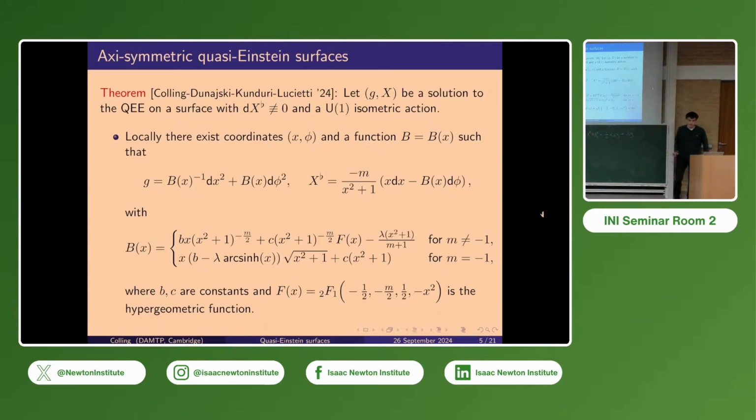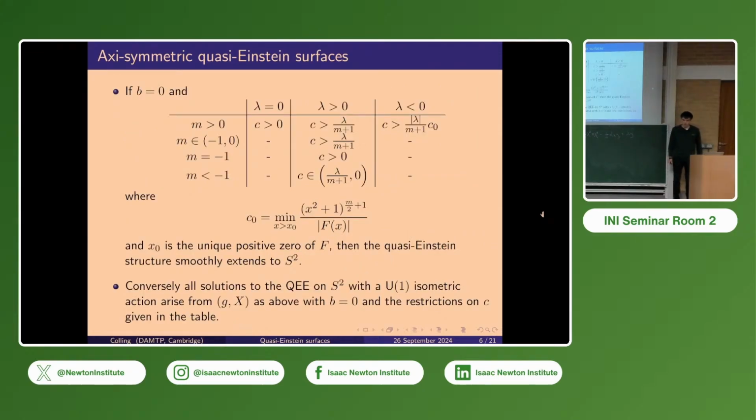All of this is a local statement. Now there's also a global statement, which is the following. If we take the constant b to be 0 and choose c as in this table, then in fact this local solution extends to a smooth solution defined on the two-sphere. And conversely, every solution on the two-sphere that has a Killing vector arises in this way. Note that when lambda and m are both non-positive, there is in fact no c such that the solution extends, which is consistent with what I said before. Moreover, when m equals 2, this gives you exactly the cross-section of the extremal Kerr horizon.